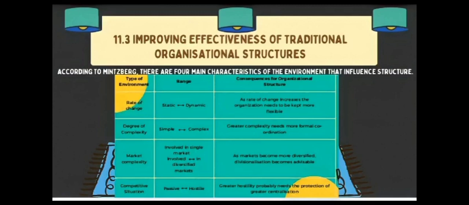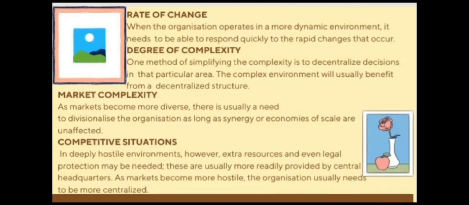According to Mintzberg, there are four main characteristics of environment that influence structure. Type of environment: rate of change. Range: static to dynamic. Pag sinabing static ay walang pabago-bago at dynamic ay pabago-bago. Consequence for organizational structure: as the rate of change increases, the organization needs to be kept more flexible. When the organization operates in a more dynamic environment, it needs to be able to respond quickly to the rapid changes that occur.